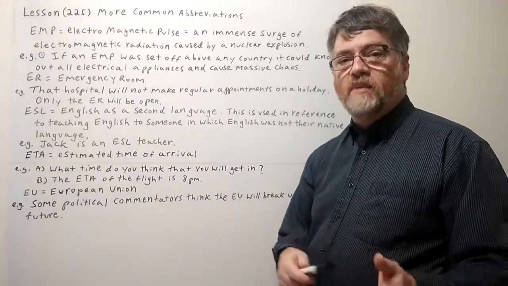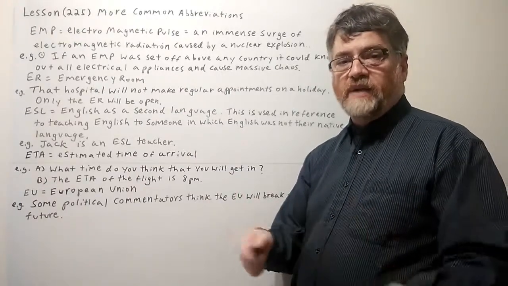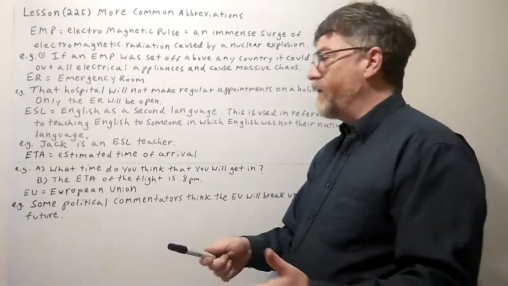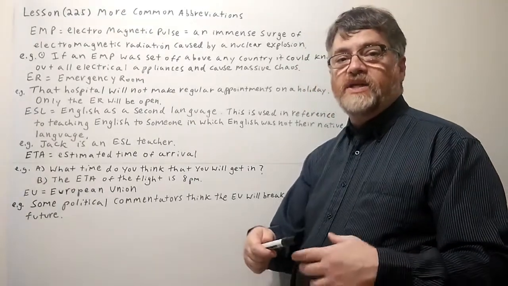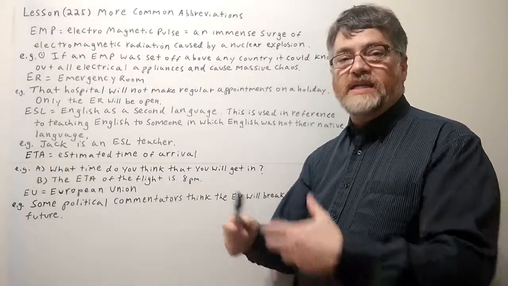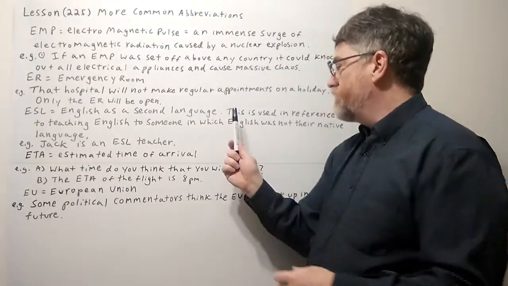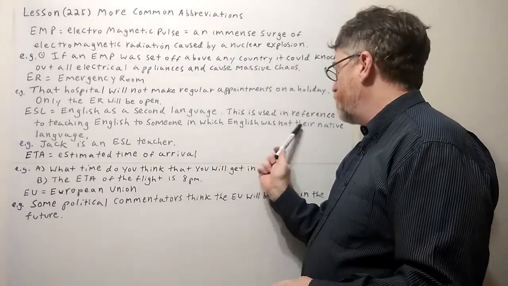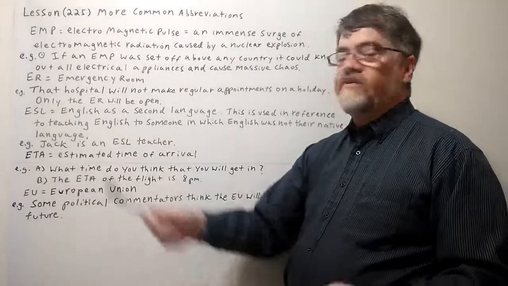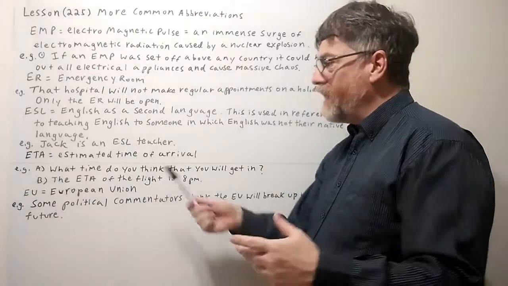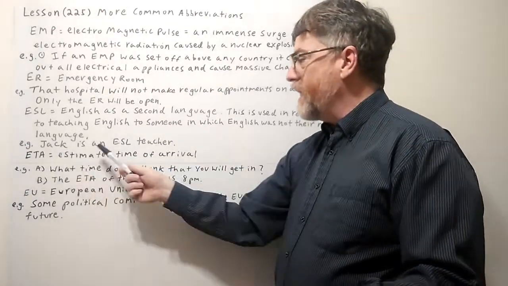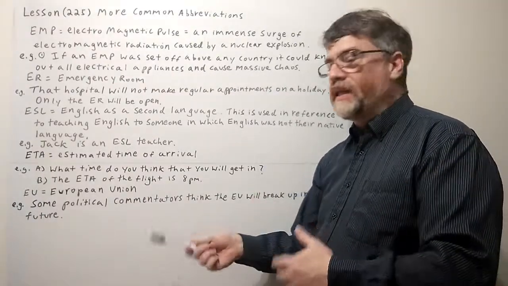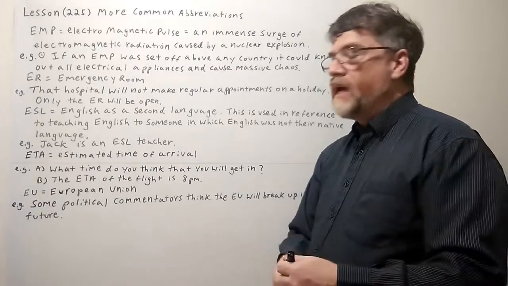When you're teaching English to someone where their first language was a foreign language, so English was not their native language, then you're teaching English as ESL, English as a second language. So this is used in reference to teaching English to someone in which English was not their native language. So we say ESL, and we have a simple example here. Jack is an ESL teacher. So he's a teacher of English as a second language. Okay, great. Let's look at the next one.